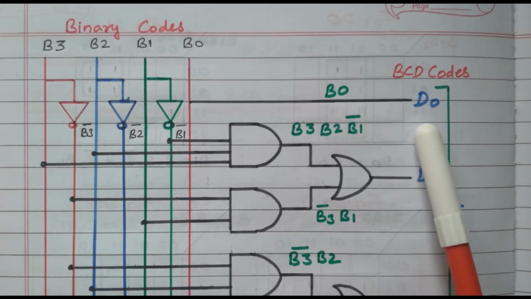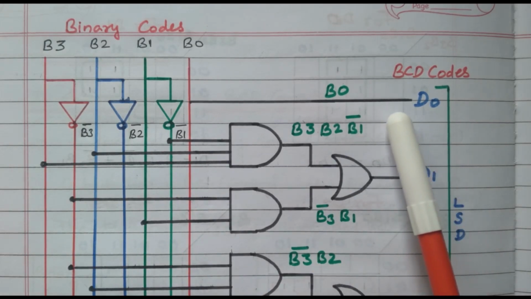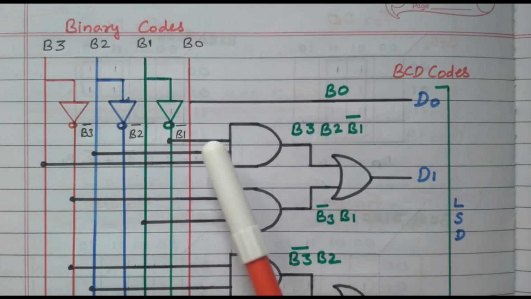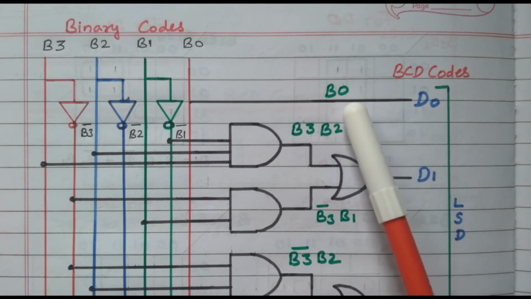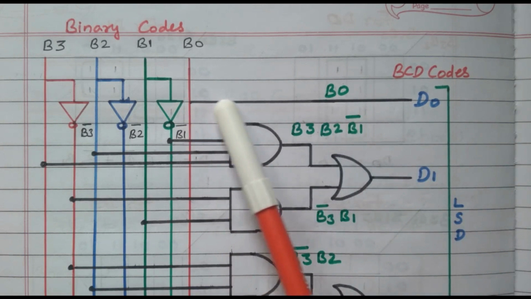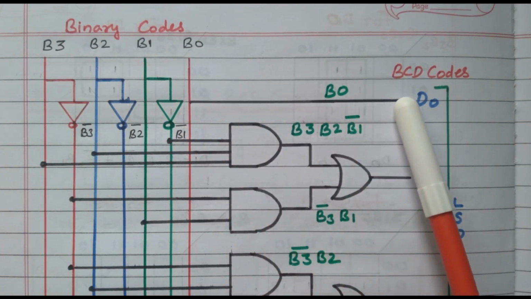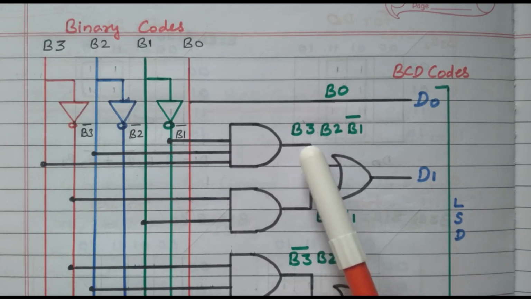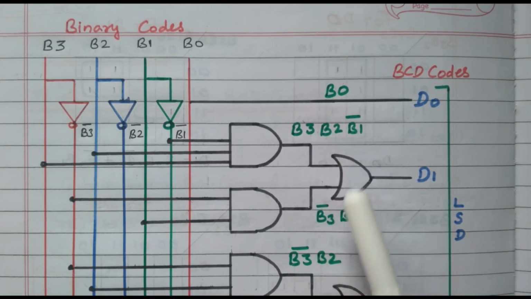So first the BCD code D0. D0 is nothing but B0. From the Karnaugh map, we simplified the expression D0 equal to B0. So from B0, we can get the BCD output D0. Then D1, what is the value of D1? It is nothing but B3, B2, B1 dash plus B3 dash into B1. We have to add these two terms. This addition is done by this OR gate.